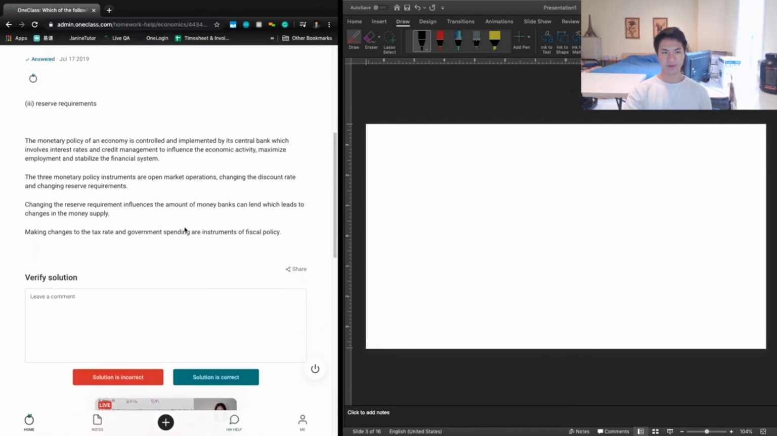Let's take a look at the previous tutor's answers. They say number 3, reserve requirement, which is good. They said the monetary policy of the economy is controlled and implemented by its central bank, which involves interest rates and credit management to influence the economic activity, maximize employment, and stabilize the financial system. The 3 monetary policy instruments are open market operations, changing the discount rate, and changing reserve requirements. Changing the reserve requirement influences the amount of money that banks can lend, which leads to changes in the money supply. Making changes to a tax rate and government spending are instruments of fiscal policy. I think that covers all the bases, why the other answers are incorrect, and what specifically reserve requirement does.